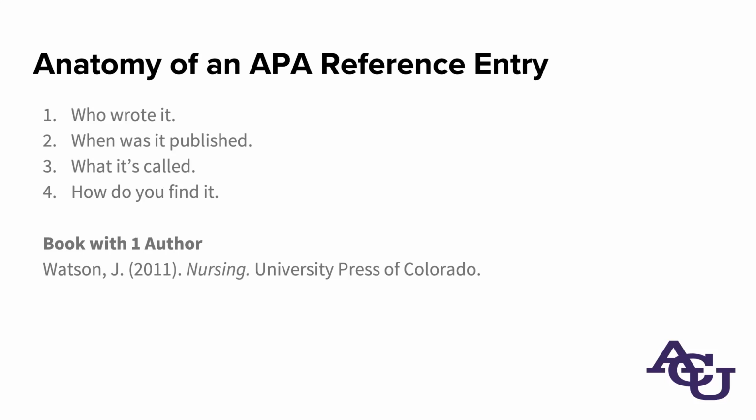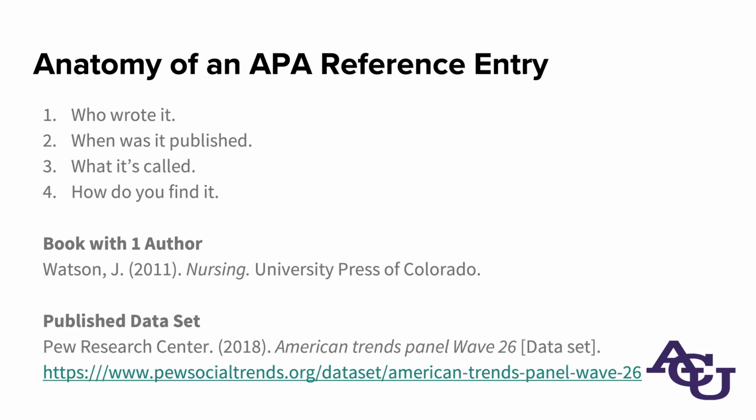Or if the press has gone out of business, you say, okay, well, I want to order this specific book by J. Watson, published in 2011, called Nursing. It was originally published by the University Press of Colorado. And that's enough information to find it.